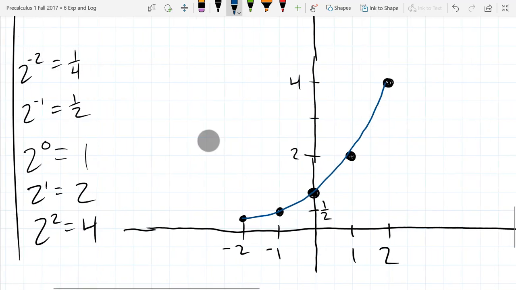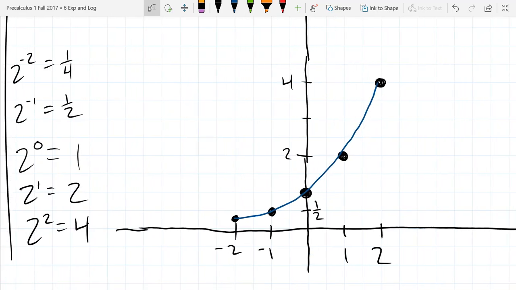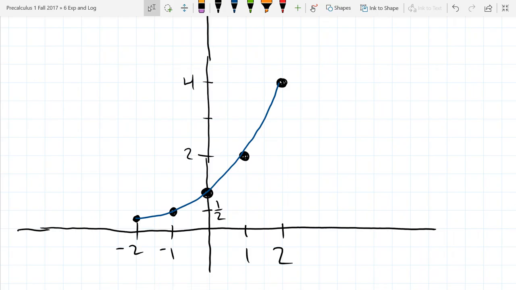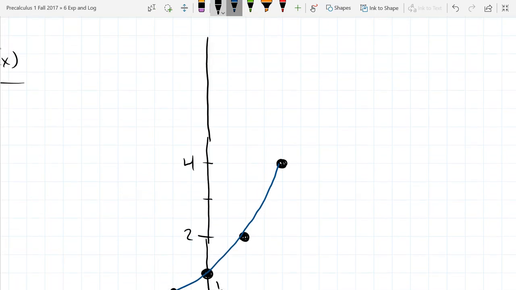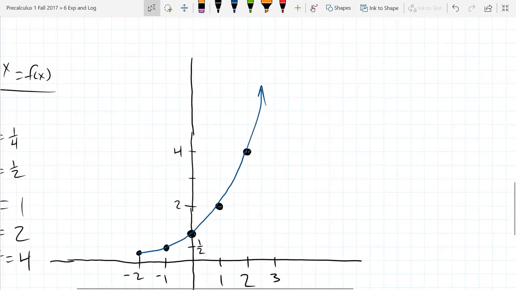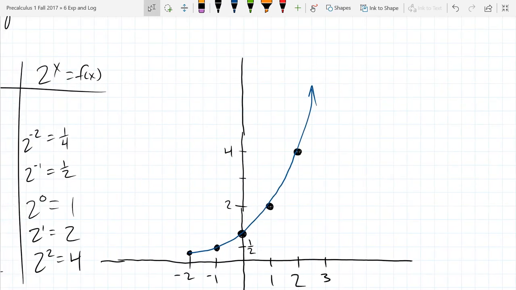All right. So I'll connect these together with the curve, and then we're going to think about end behavior. So it should be pretty clear what's happening on the right end. If I went to 3, I would get 2 cubed, which is 8. So the further to the right I go, the higher and higher up. So the right end behavior is up to the right.